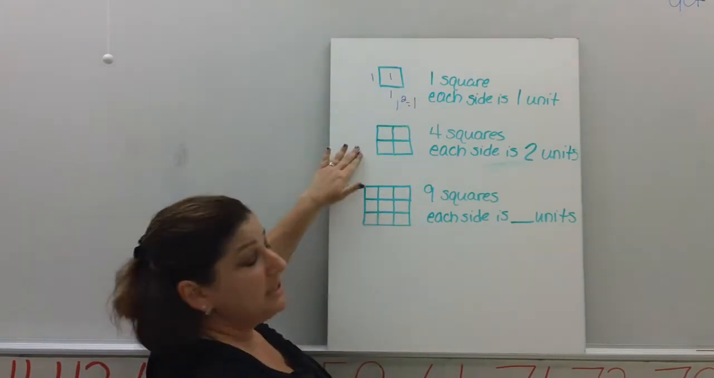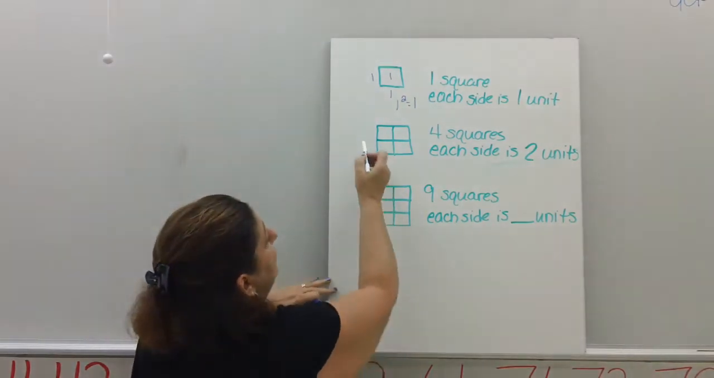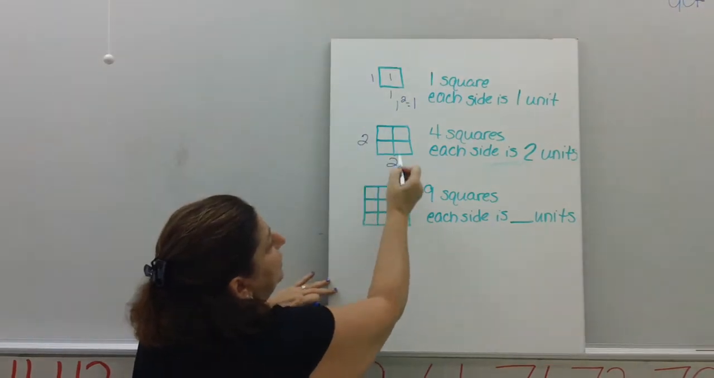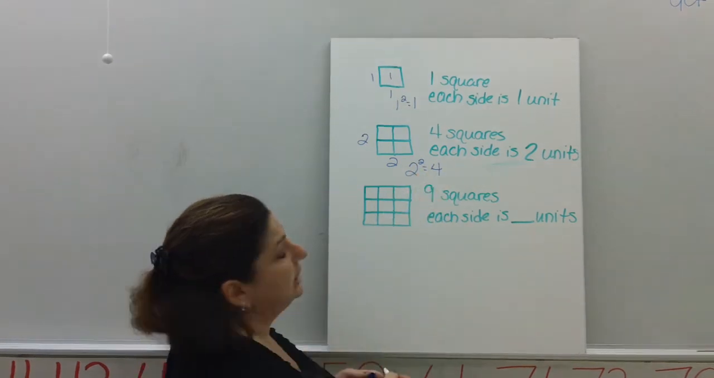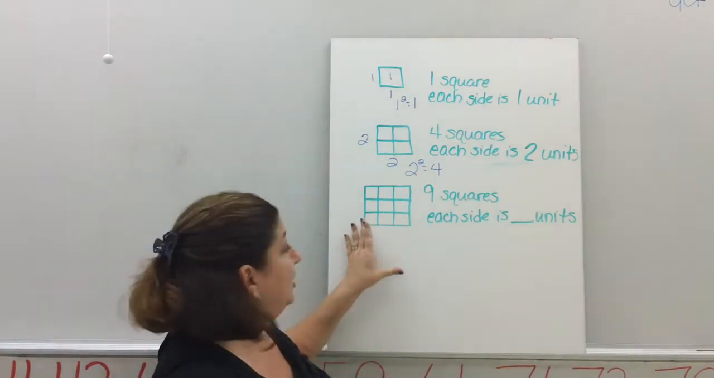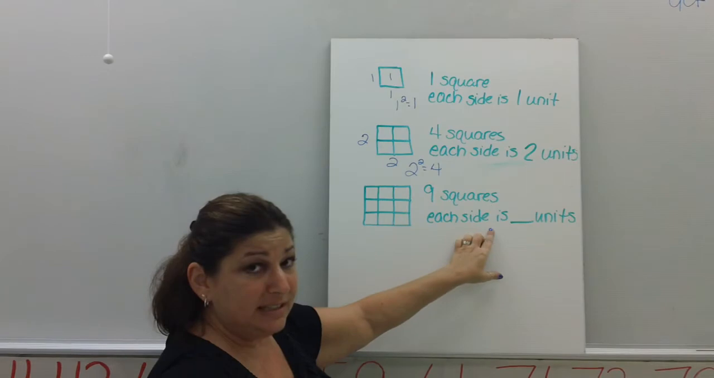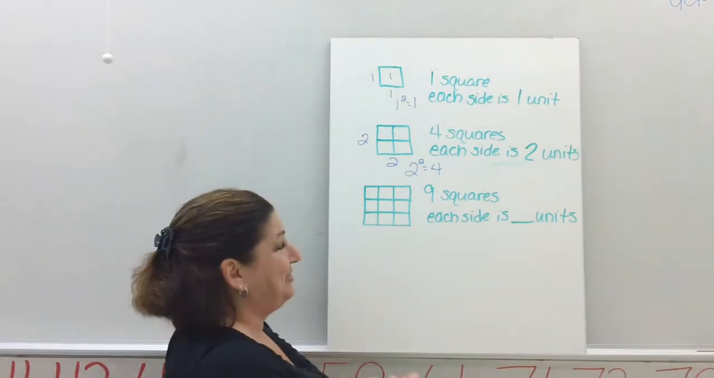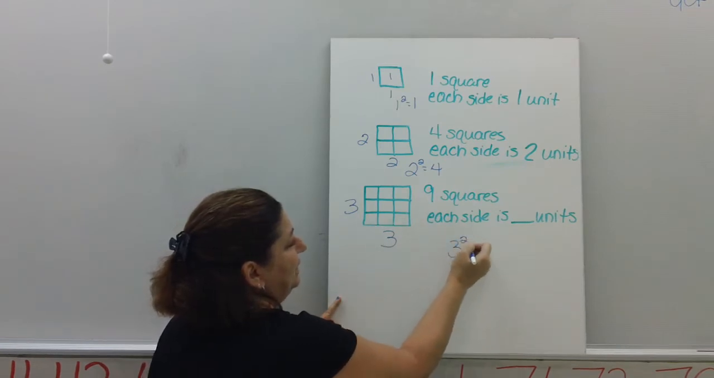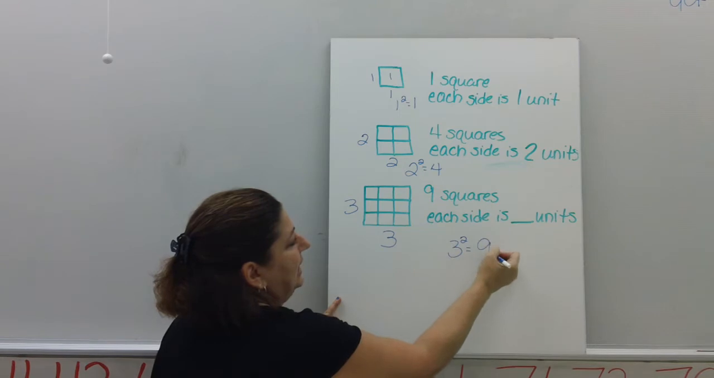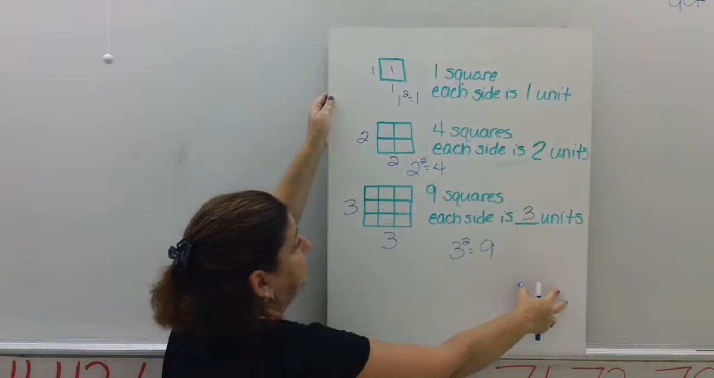If I have 4 squares, each side is 2 units. So 2 by 2 will give me 4 squares. 2 squared equals 4. If I have an array that gives me 9 squares, each side is how many units? That's right, 3. 3 by 3. 3 squared equals 9. Each side is 3 units.